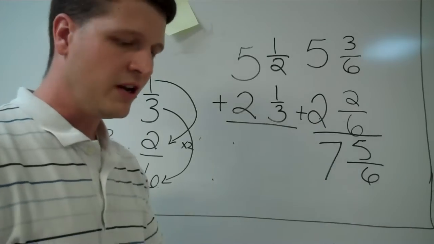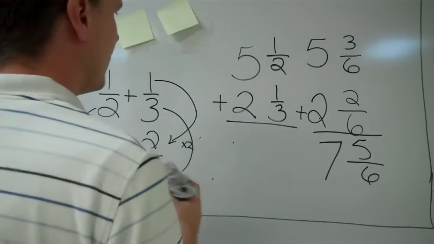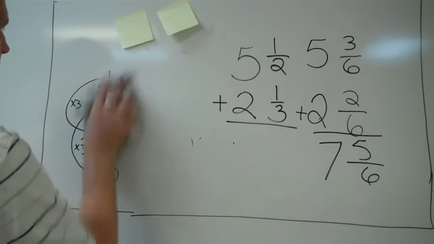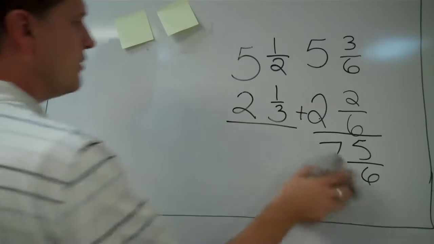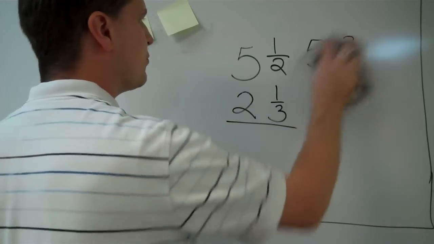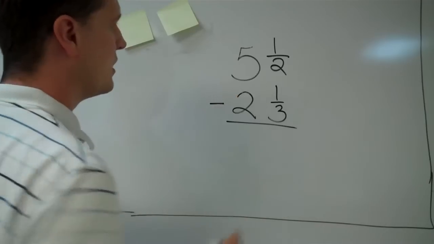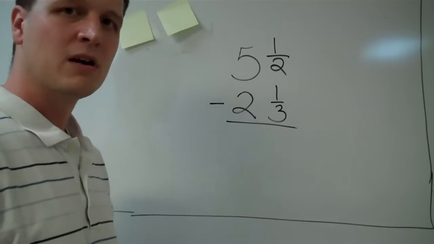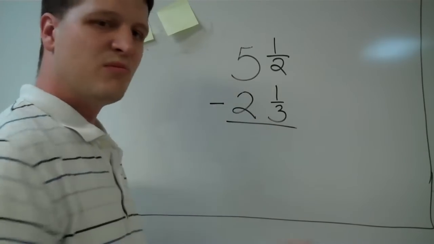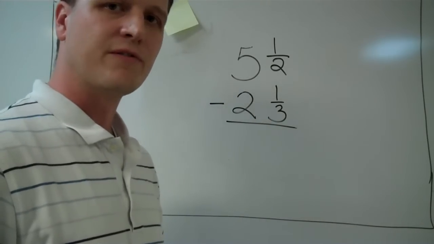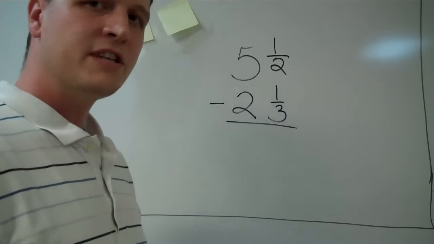Now let's try another one. Let's try a subtraction of mixed numbers. Now let's take this same number that we have, and the only little thing we're going to do about it is change the operation. And we're going to change it to a subtraction. Now, as far as this is concerned, the process is no different for subtraction than it is for addition. We're just going to follow the same steps.